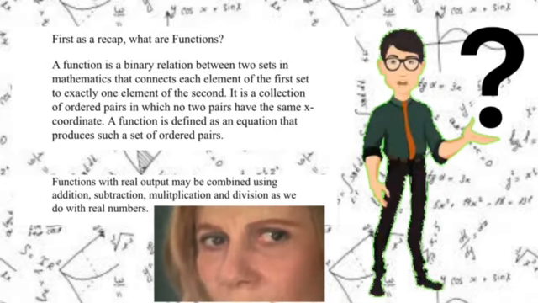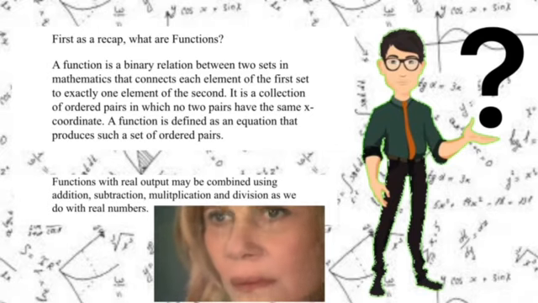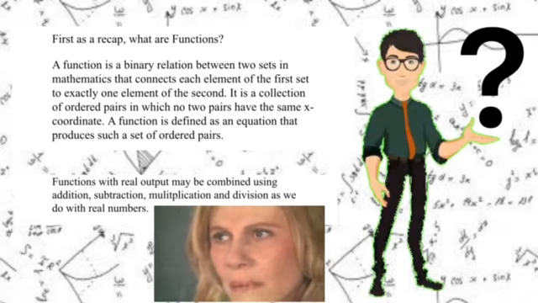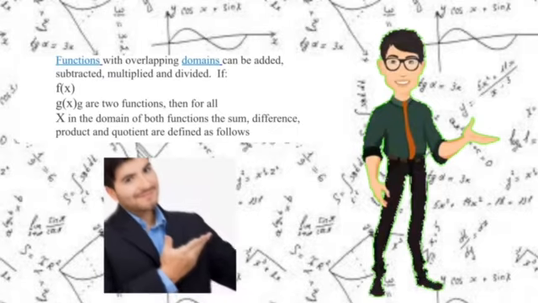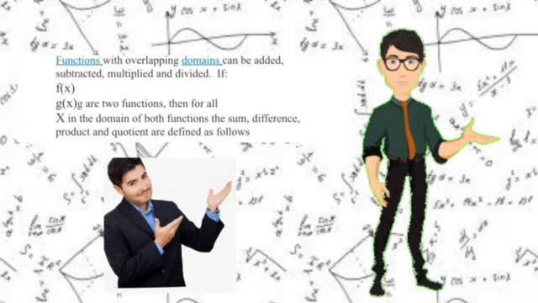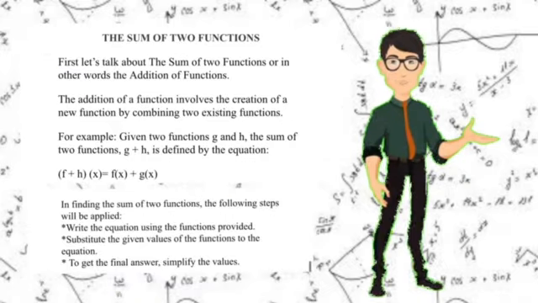Functions with real output may be combined using addition, subtraction, multiplication, division, as we do with real numbers. Functions with overlapping domains can be added, subtracted, multiplied, and divided. If f(x) and g(x) are two functions, then for all x in the domain of both functions, the sum, difference, product, and quotient are defined as follows.